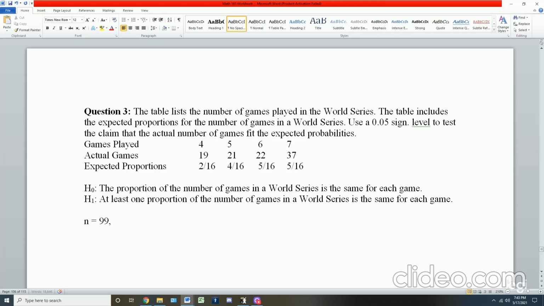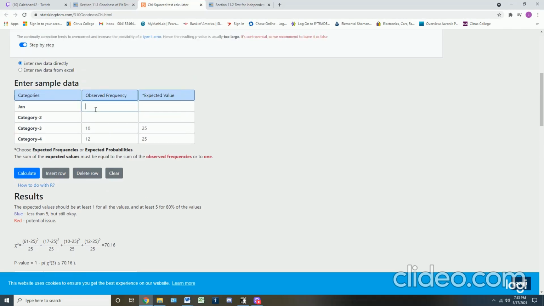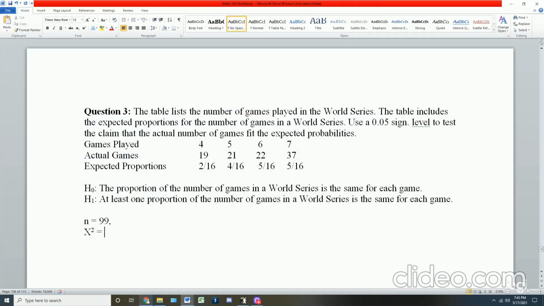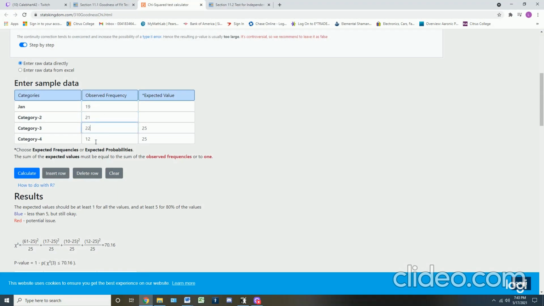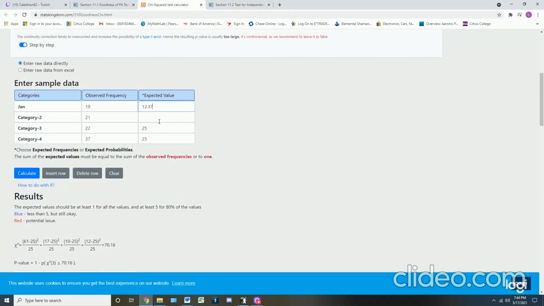Okay. So to find our test stat, a chi-squared value, we have to do a little bit of calculation ourselves to begin with. So we have 4 data values here. This first one is 19, then 21, 22, 37. And now to find this expected value, for instance, it's going to be 99 times 2 over 16. So that one's 12.375. And that's how you do the rest of them.